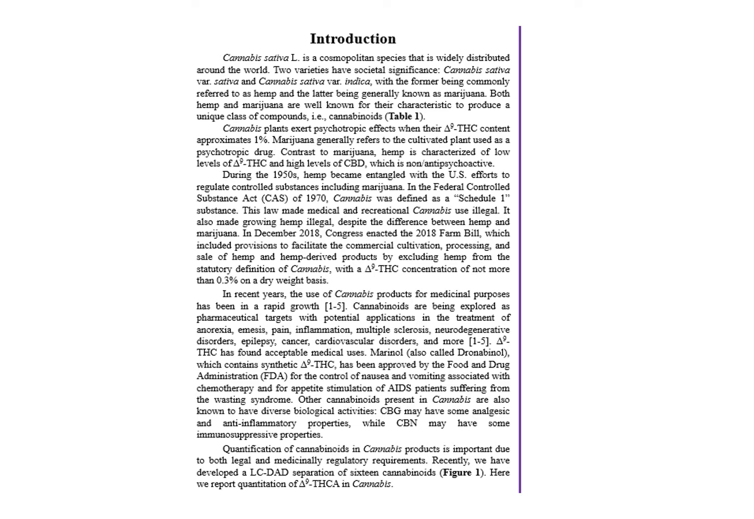During the 1950s, hemp became entangled with the U.S. efforts to regulate controlled substances, including marijuana. In the Federal Controlled Substances Act, CSA, of 1970, cannabis was defined as a Schedule I substance. This law made medical and recreational cannabis use illegal. This came to an end in December 2018 with the Farm Bill, which included provisions to facilitate the commercial cultivation, processing, and sale of hemp and hemp-derived products by excluding hemp from the statutory definition of cannabis, with a delta-9 THC concentration of not more than 0.3% on a dry weight basis.